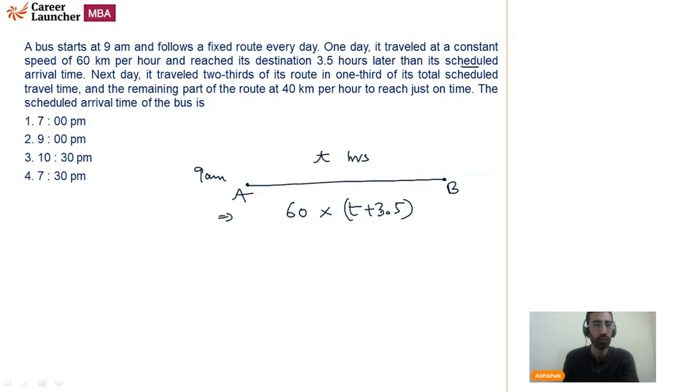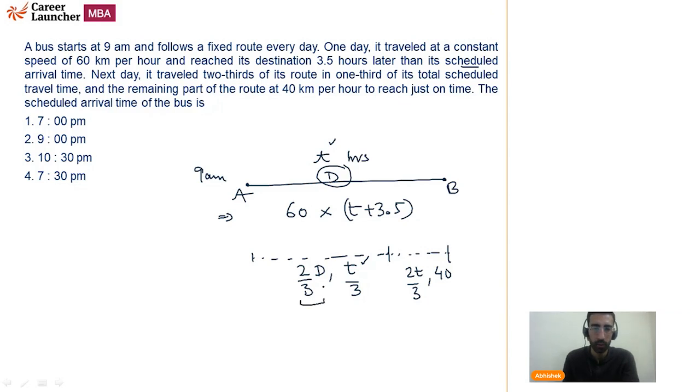Next day, it has traveled 2/3 of its route in 1/3 of its scheduled time. Good to know. So 2/3 of the route, let's say this distance is d. This is just for the timing. So 2/3 of d has been covered in 1/3 of the time, so in t by 3. And the remaining portion has been covered at 40 km per hour to just reach on time. If I have a total of t hours available, I've used up t by 3 hours. I have another 2t by 3 hours, which is what I'll use at 40 km per hour to reach on time.